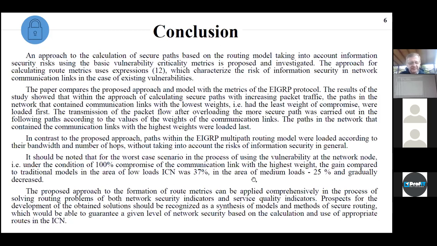And lastly, the prospect for the development of the obtained solution should be recognized as a synthesis of models and methods of secure routing that can guarantee a given level of network security based on the calculation and use of appropriate routers in the network.